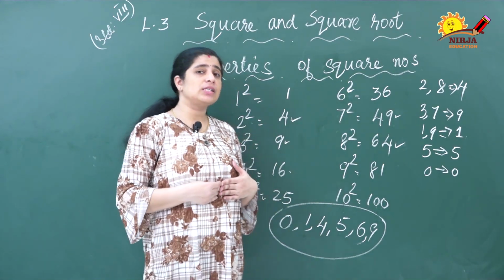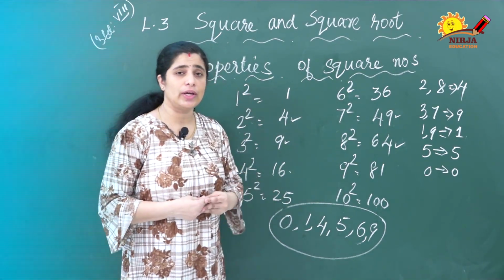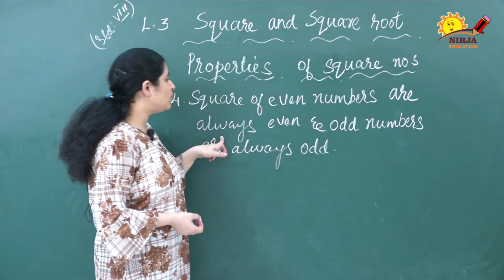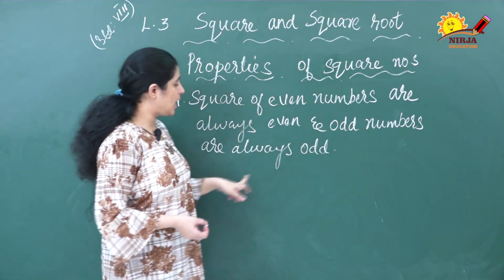Next we will discuss some other properties of these squares. The next property is that the square of even numbers is always even and the square of odd numbers is always odd.